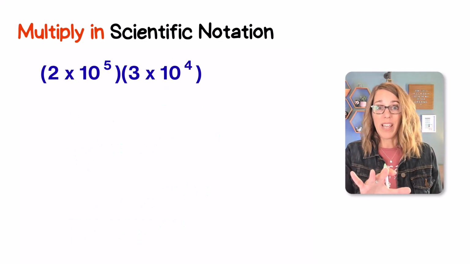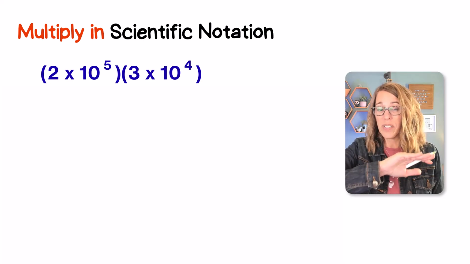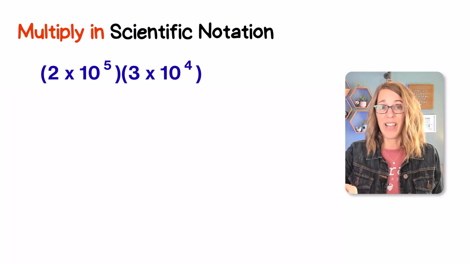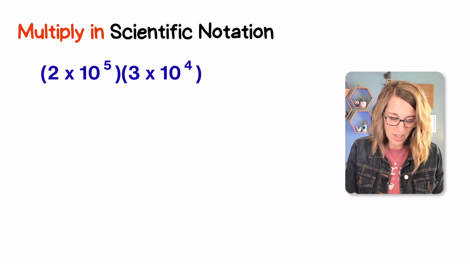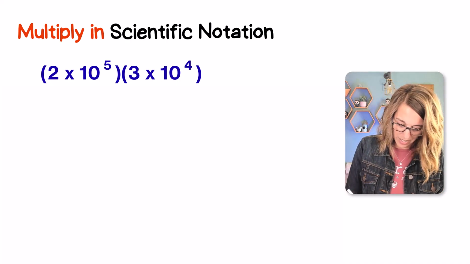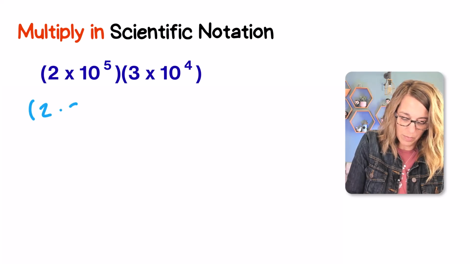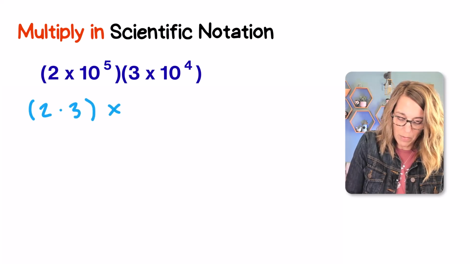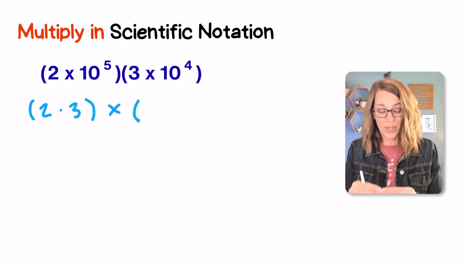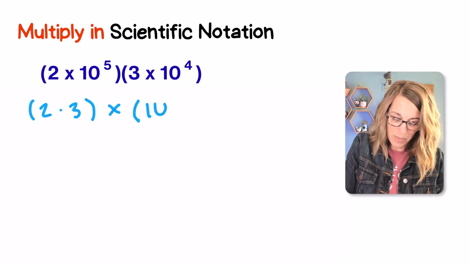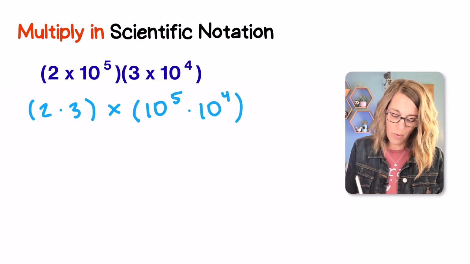Okay, next up, multiplication. In order to multiply 2 numbers in scientific notation, notice everything here is being multiplied, which means that I can use my commutative property. I can just reorder stuff. So I am going to reorder this so that I've got my coefficients multiplied together. So that would be a 2 times a 3. And then I'll write my multiplication symbol here. And then I want the powers of 10 multiplied together. So that would be my 10 to the 5th times my 10 to the 4th.